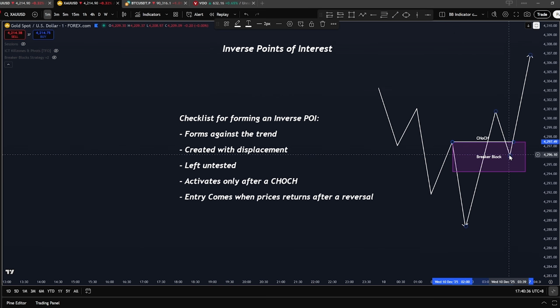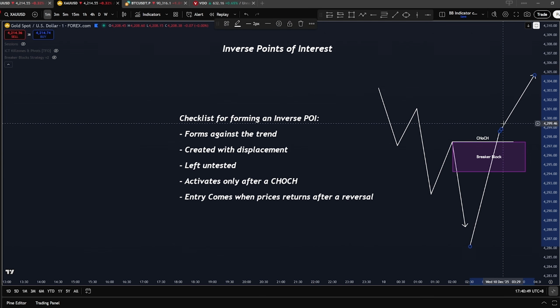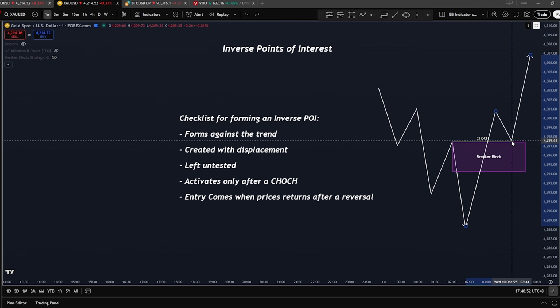So only once this happens, like that, the market here creates a change of character. Only then does this activate. Can you see that? Okay, look, now I can look for price to come back and tap back into my failed bearish order block, which becomes a breaker block.